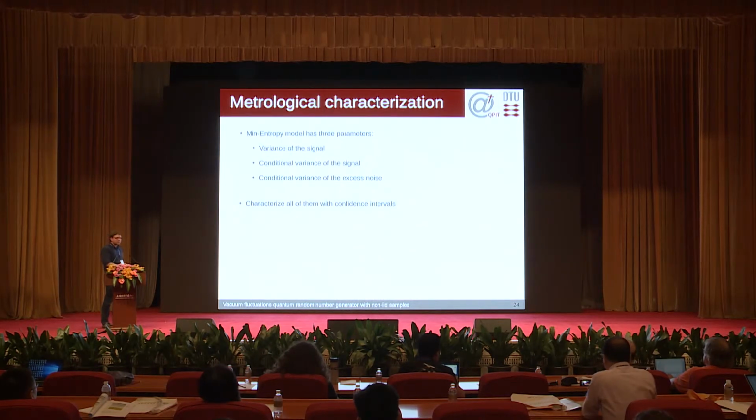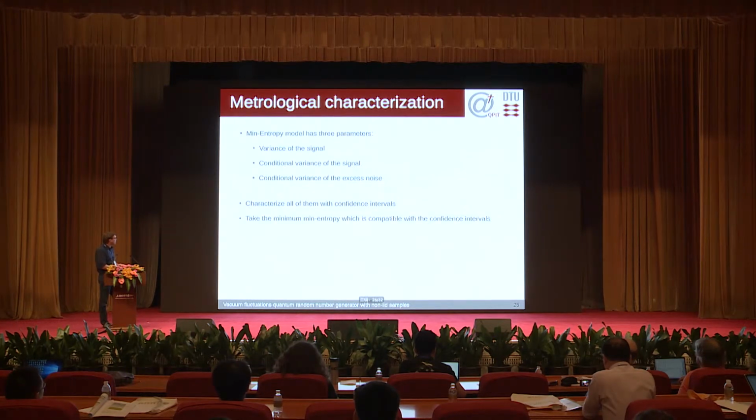We need to characterize all of them, and as we want to trust them, we need to do that in a way that we can afterwards be sure that we did it in the right way, that we're really extracting random numbers only from vacuum fluctuations and not from excess noise. And we do this by introducing confidence intervals in our measurements, and then take the minimum min entropy within the confidence intervals.